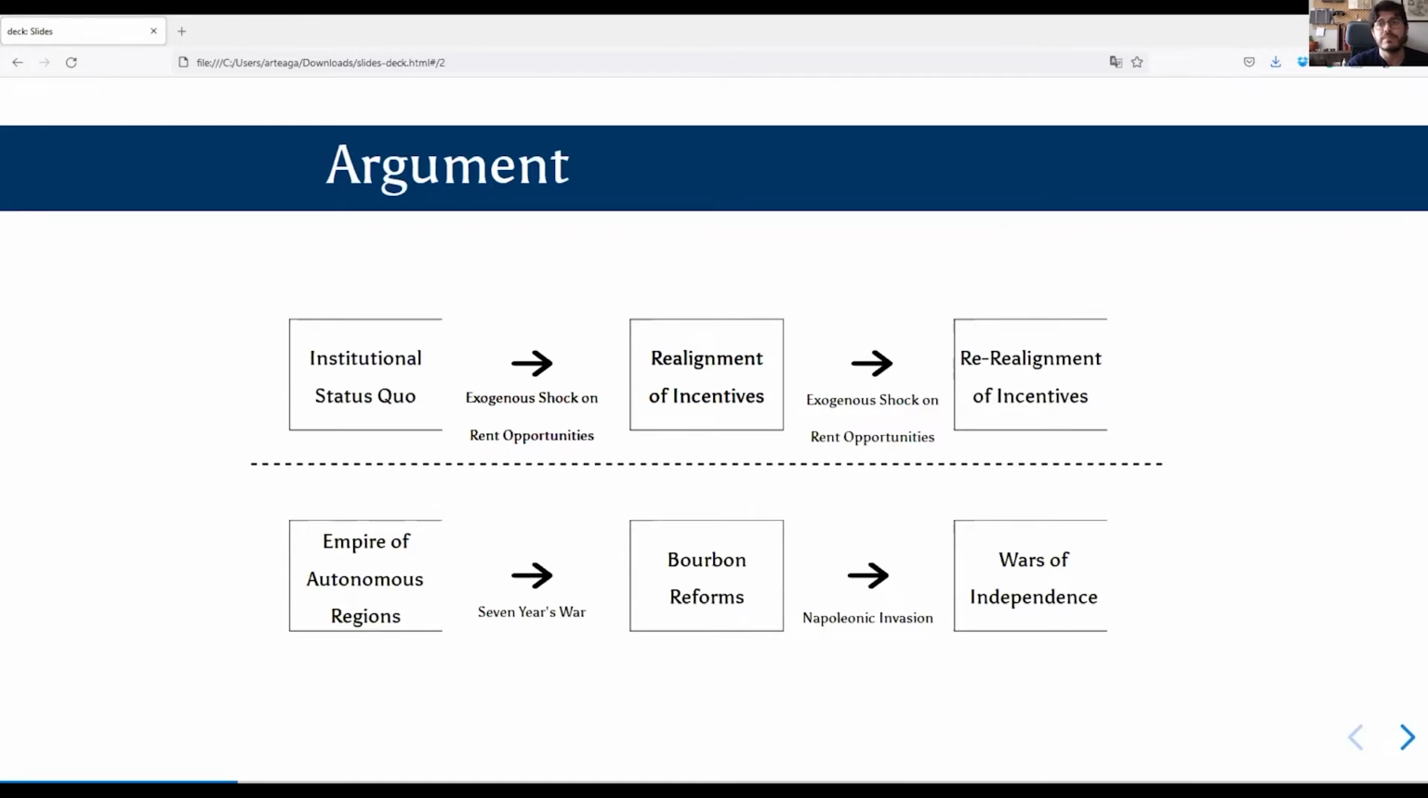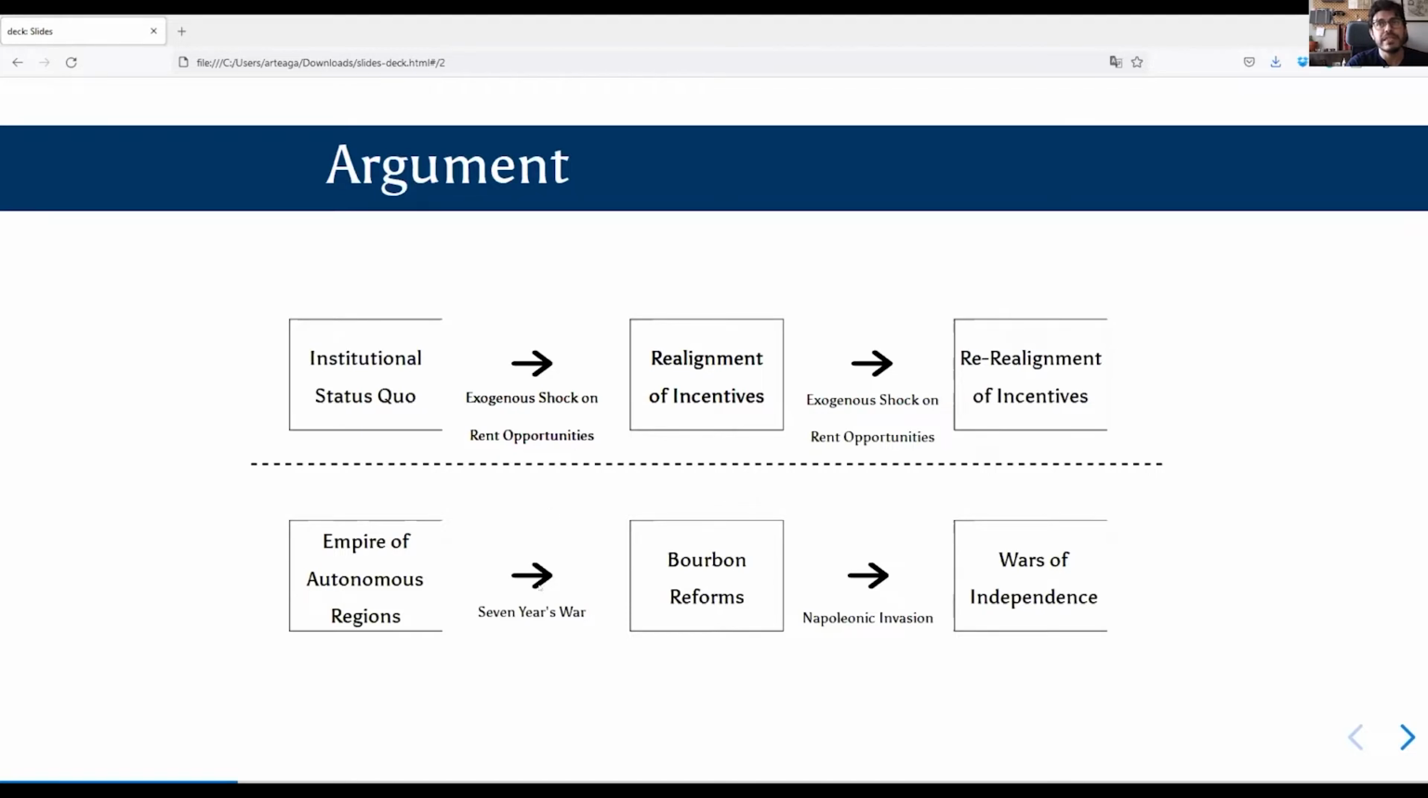The way I explain it here is quite easy. My argument is quite straightforward, quite simple. We have an institutional status quo, which I would call the empire of autonomous regions. They are united to the crown. The crown is the arbiter here, the one that provides the connection between the many regions and the many elites. But besides that, there is not a lot of unity. There is not a common market at all. There are, of course, commodities being transported, but talking about markets in this period is difficult.